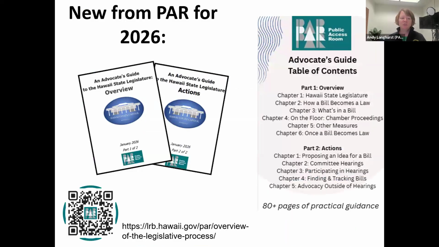We've also produced a PAR Advocates Guide. This is something that was a few years in the making. Virginia Beck, my predecessor, had started this with Keanu. It was a lot of work, but we hope that people find it interesting. It's 80 pages, so it's more for people who like to read information as opposed to watching our YouTube videos if you like to watch. And it compiles a lot of information about the Hawaii State Legislature into two parts. The first part provides an overview of the legislative process in the legislature. The second part is more on actions that advocates can take. And there's a QR code here where you can get to the page. It's under our Learn tab on our public access room website.